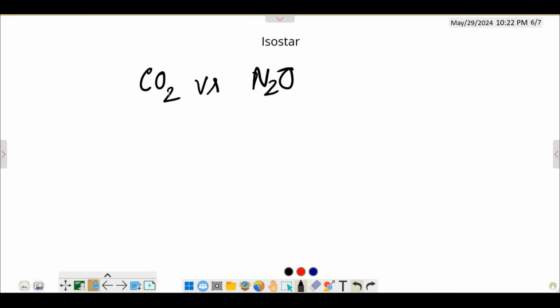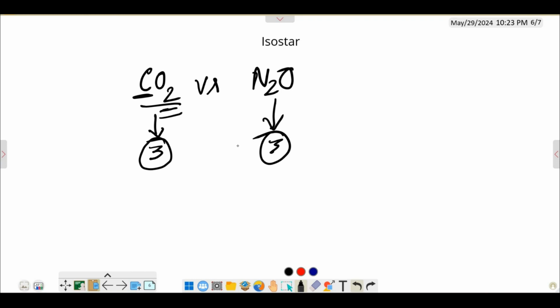In the case of CO2, there is one atom of carbon and two atoms of oxygen. So the total number of atoms in one molecule of CO2 is 3, whereas in N2O there are two nitrogen atoms and one oxygen atom. So one molecule of N2O also contains a total of 3 atoms. So the number of atoms is the same in CO2 and N2O.